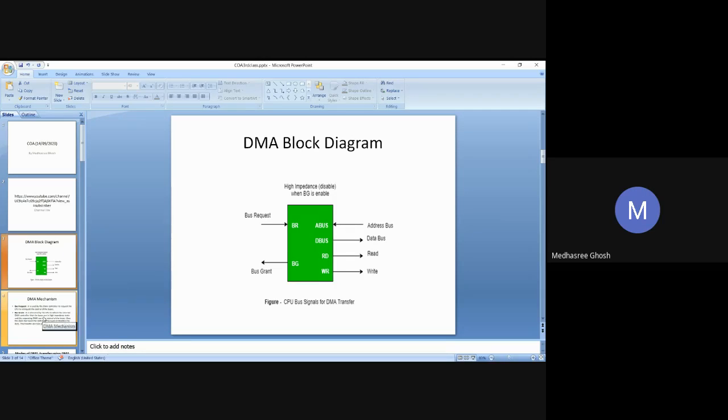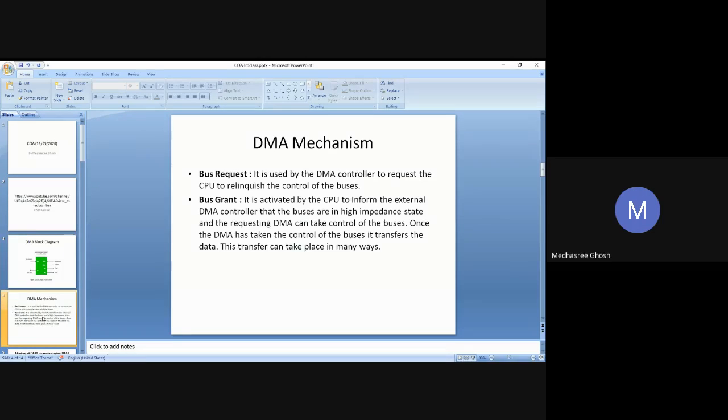Now, let's move on to the next slide. This is the mechanism. I'm going to explain it to you slowly. As I have told earlier, the bus request signal is used by the DMA controller. What controls the DMA is the DMA controller. DMA is a mechanism controlled by the DMA controller to request the CPU to relinquish the control of the buses. Who has the control of the buses?